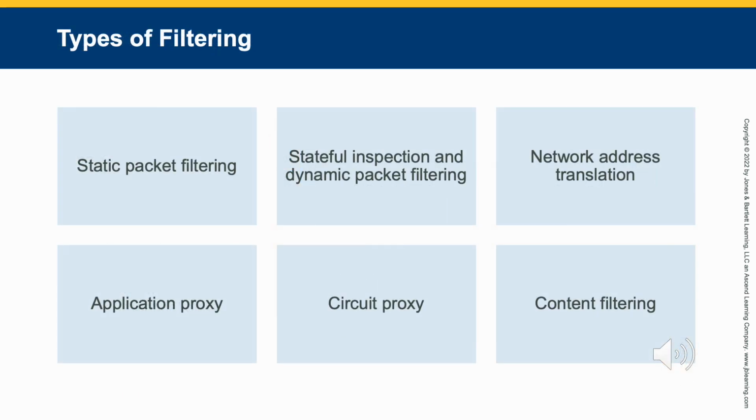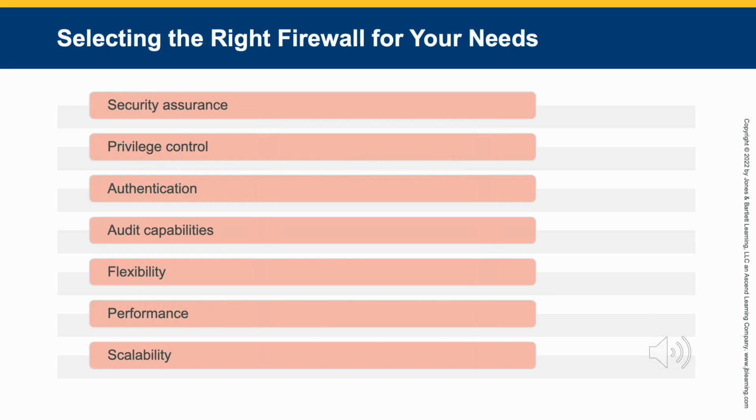Here are some types of filtering. We can filter based on static packet filtering, stateful inspection and dynamic packet filtering, network address translation, application proxy, circuit proxy, and content filtering. Selecting the right firewall for your needs: you want to make sure that you address security assurance, privilege control, authentication, audit capabilities, flexibility, the performance of the firewall, and scalability.